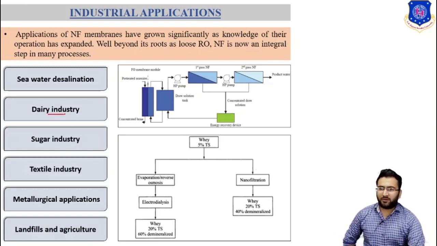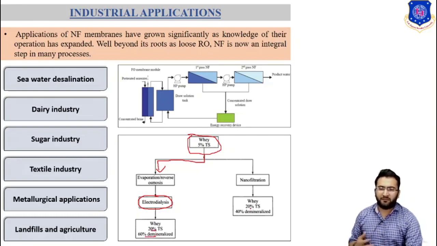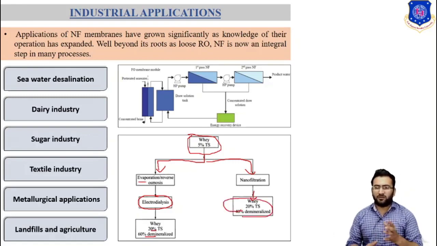Now let's discuss how nanofiltration is used in the dairy industry. In the dairy industry, nanofiltration is used for the production of whey, which is a byproduct of protein. If we are going to use evaporation for the production of whey, we have to do electrodialysis for further processing, and we will get 20% whey and 60% demineralized. Whereas if we directly use the nanofiltration process instead of evaporation, we will get 20% whey and 40% demineralized. So this is how nanofiltration is used in the dairy industry.